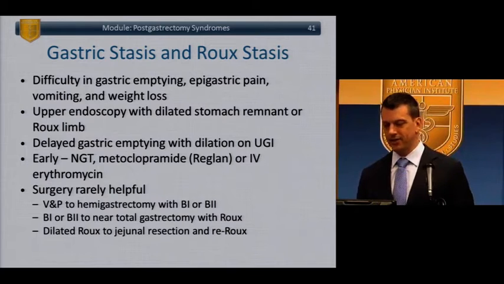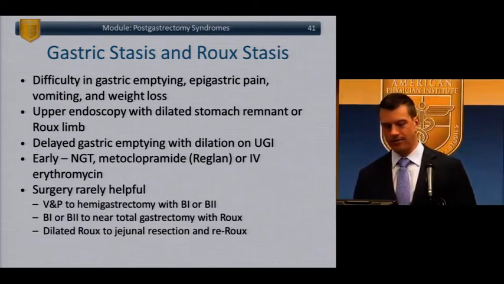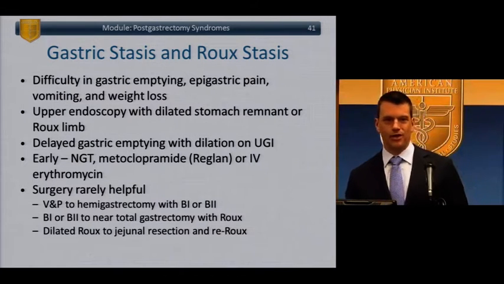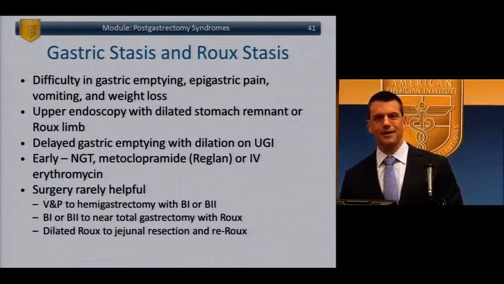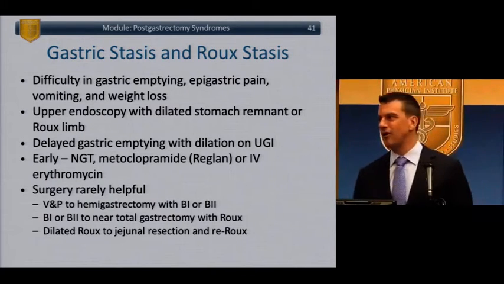You can convert to near total gastrectomy. You can re-Roux if that's one of the problems. Again, you're kind of replacing what has been a problem with another Roux limb, so this is a little bit distressing as it's a little hard to manage surgically.